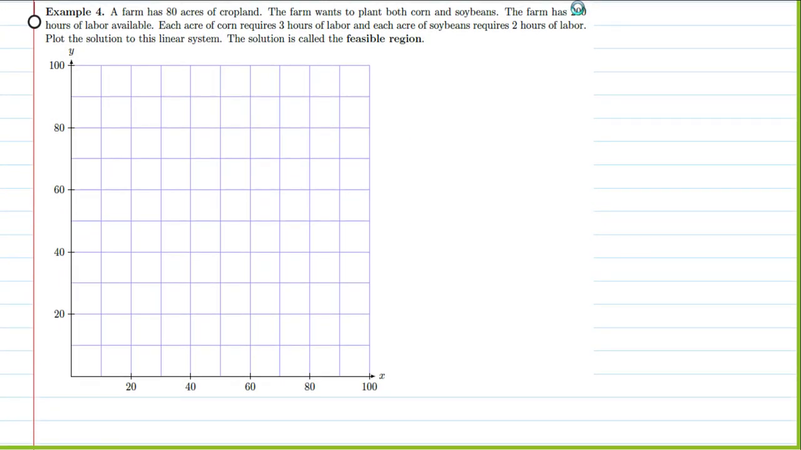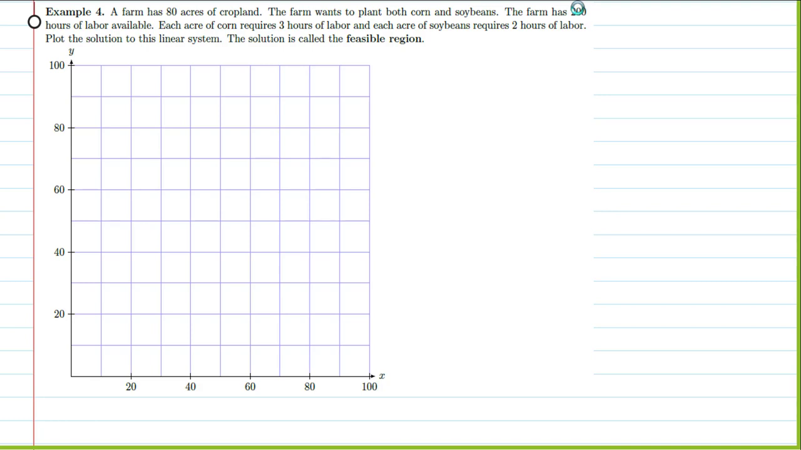A farm has 80 acres of cropland. The farm wants to plant both corn and soybeans. The farm has 200 hours of labor available. Each acre of corn requires 3 hours of labor, and each acre of soybeans requires 2 hours of labor. Plot the solution to this linear system. The solution is called the feasible region. We'll come back to that part.